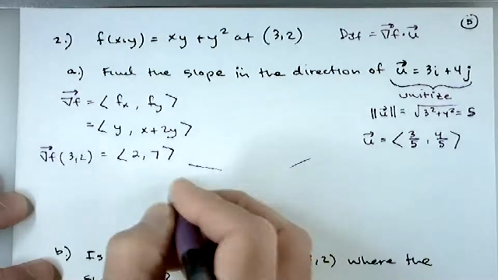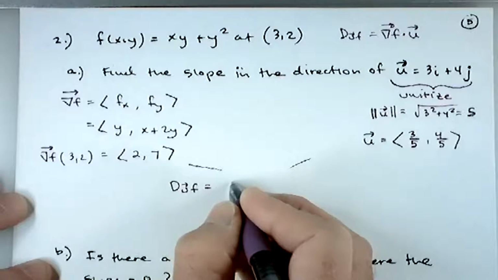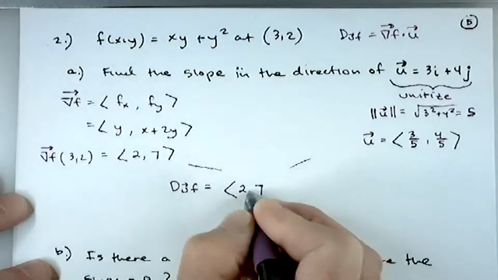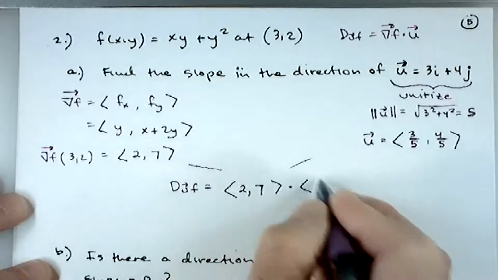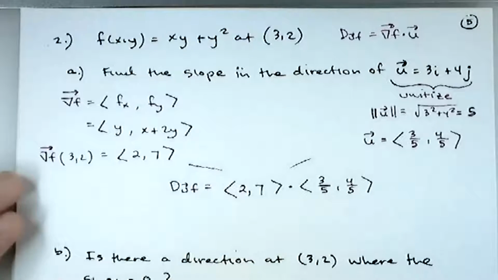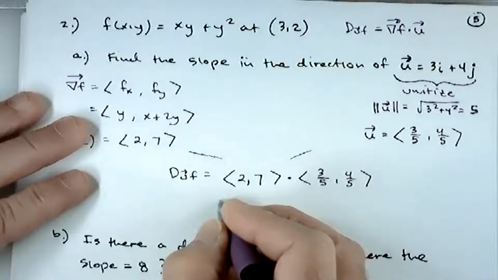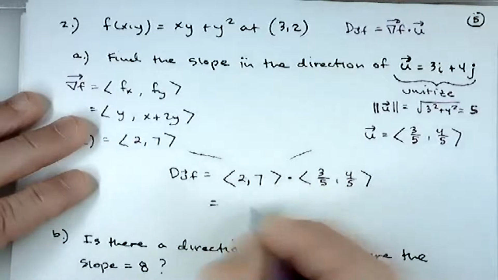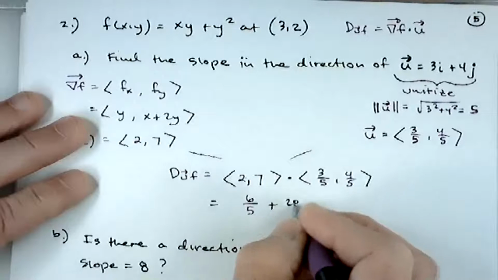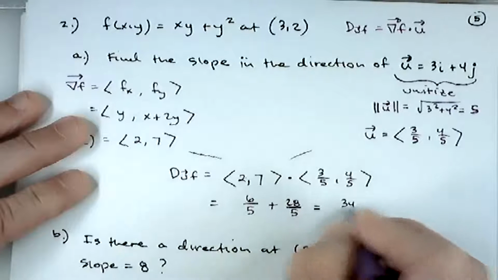And that's it. I can just put this together. My directional derivative is the gradient. I already have the formula there, so I'm just going to do the dot product. It's 2 comma 7 dotted with 3/5, 4/5. Two times 3/5 is 6/5 plus 28/5, 34/5.